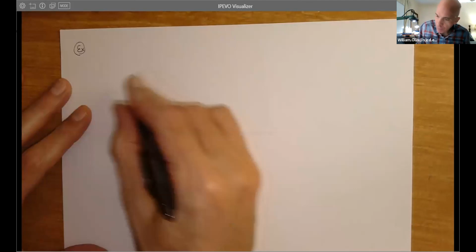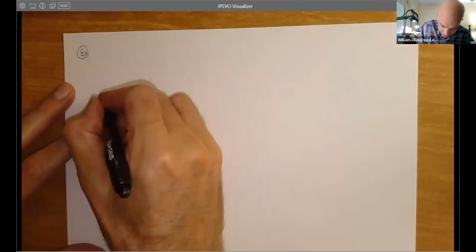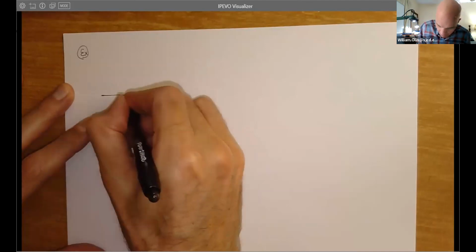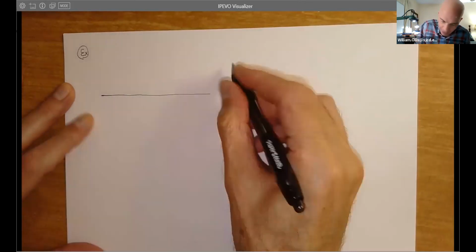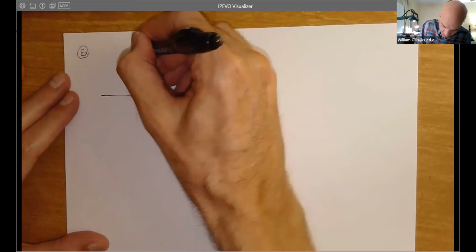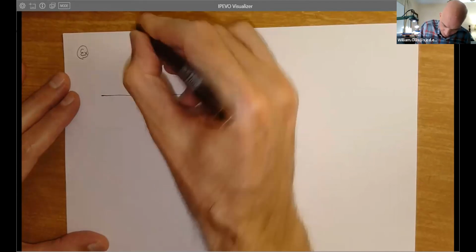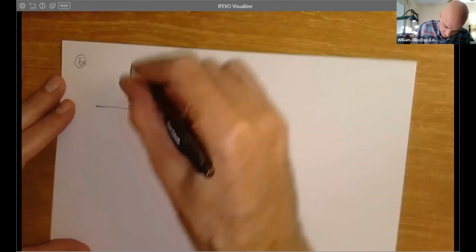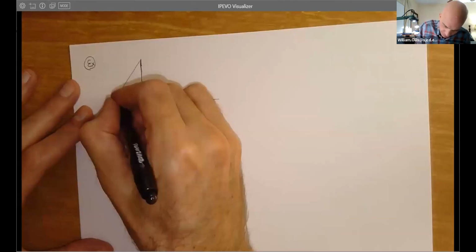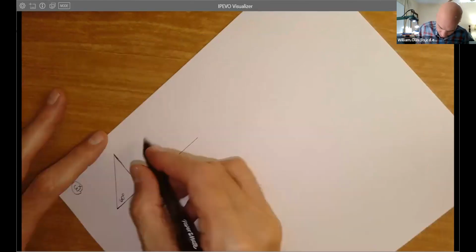So say we've got triangles within triangles. So we start out with this. So we've got a right angle here. So I'm going to drop a perpendicular. We've got a 60-degree angle. And then we're going to form a 30-degree angle here.